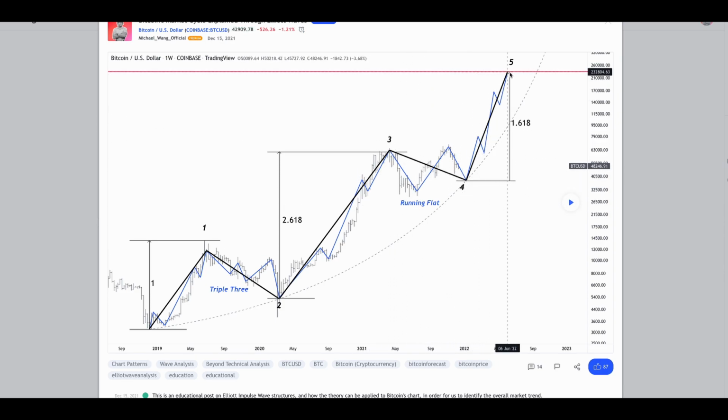And while our fifth wave wouldn't be this steep, I don't expect it to be this steep, especially with a lack of fundamental drive right now in the market. But even if we do drop to the high 30K region, that would still be a running flat pattern, and that would be a very normal corrective pattern for a wave 4 on the macro scale. And we would still see another final leg up for this market cycle.